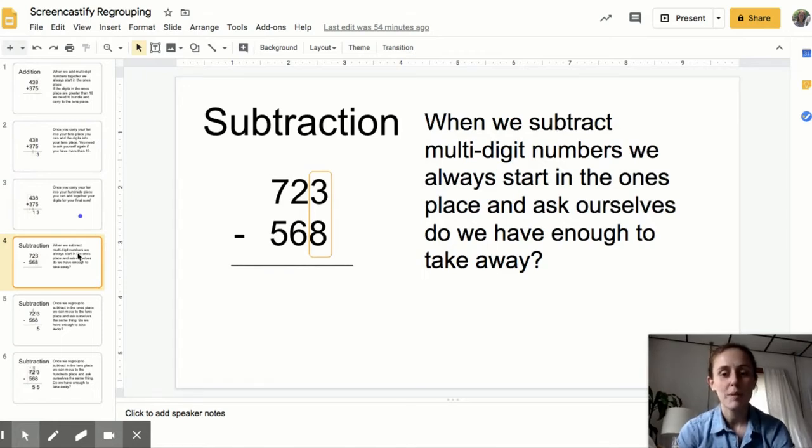My subtraction problem for today is 723 minus 568. When we start talking about subtraction, we always start in the ones place as well for multi-digit numbers, but we need to ask ourselves a different question. We need to ask ourselves if we have enough to take away.